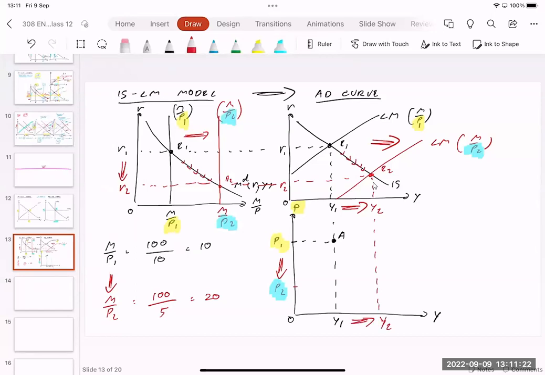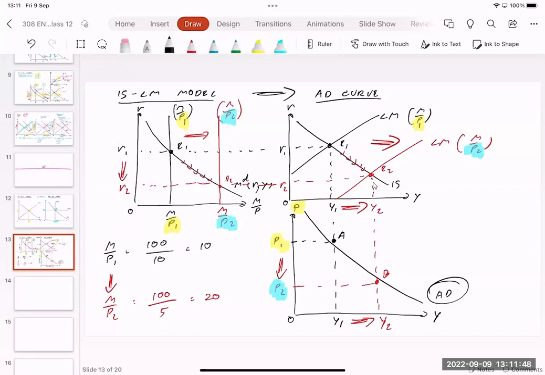So what this means here is when the price goes down from P1 to P2, people spend more, from point A to point B. People spend more, from Y1 to Y2. So this is the law of demand. Then I just draw the curve to connect point A and point B together. I get the aggregate demand curve, which is the same as the normal demand curve.